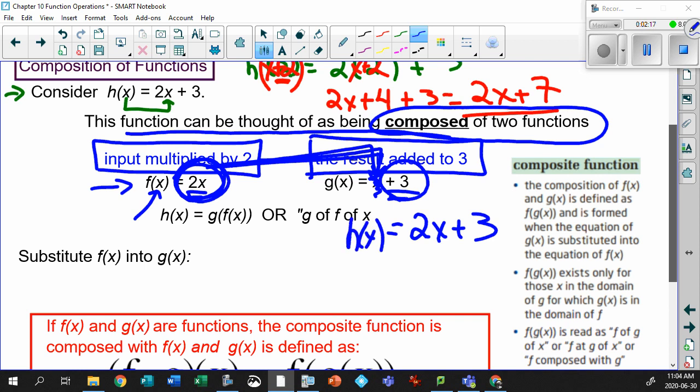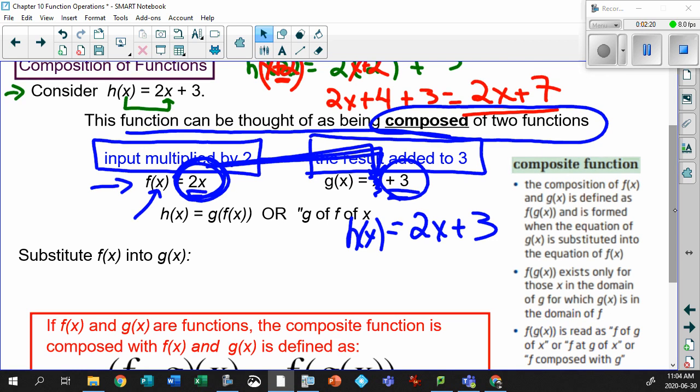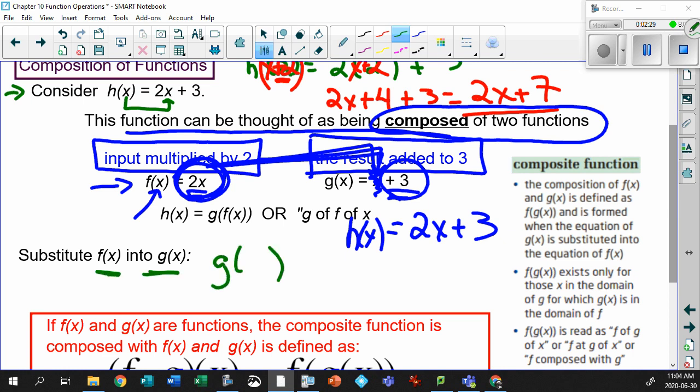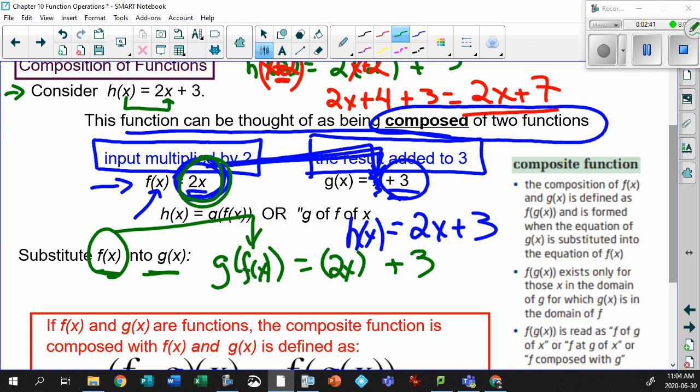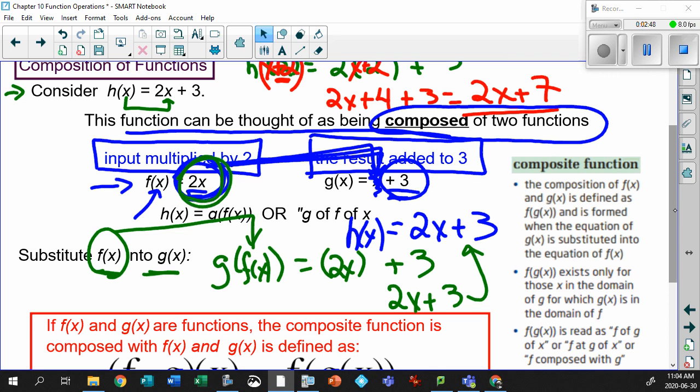So in this particular section, all you're doing is you're putting functions together. Okay? So when you substitute f of x into g of x, think about it. G of x was some sort of blank plus 3. What are you substituting in? You're substituting f of x into there. What was f of x? f of x was 2x. 2x plus 3. Huh. Deja vu. I already did that. I did it simpler. Okay? But that's basically what you're doing. You're taking a function and you substitute it into another function.